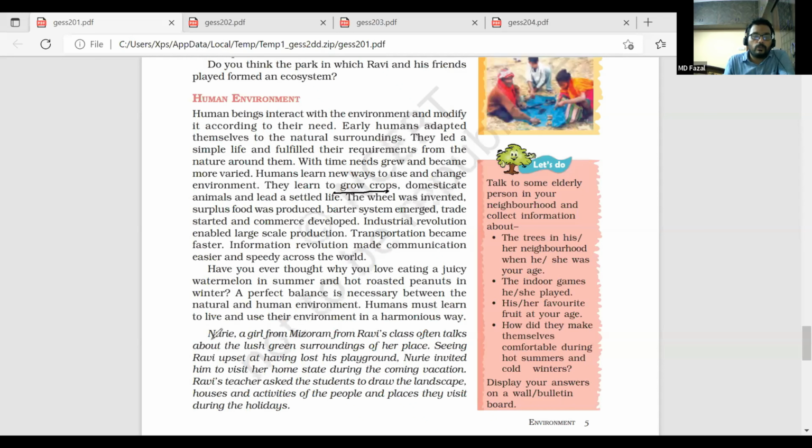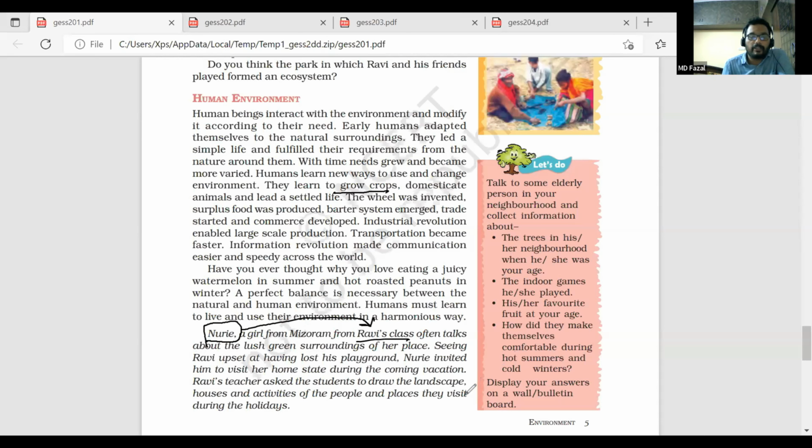Nuri, such a nice name. A girl from Mizoram from Ravi's class. Why are girls always from Ravi's class? Nuri, a girl from Mizoram from Ravi's class, often talks about the lush green surroundings of her place. Seeing Ravi upset at having lost his playground, Nuri invited him to visit her home state.